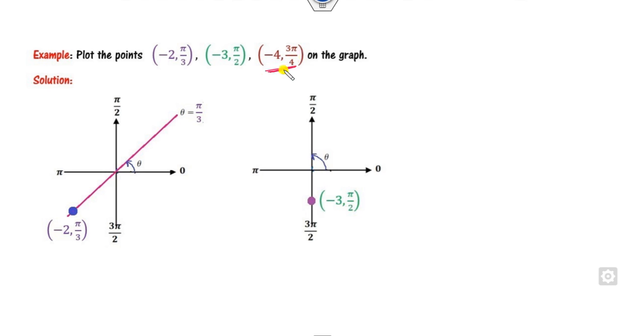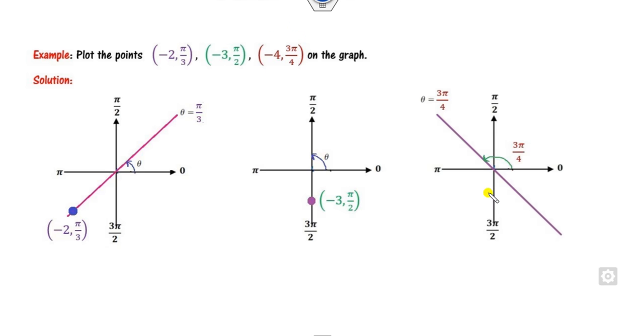On this side, 3 pi by 4. What is 3 pi by 4? It is 135 degrees. So this is my 135. R is negative, so on this side, this is my angle. On this side r is positive, and this side is negative. So this is minus 4 comma 3 pi by 4, which is the right answer. So this is the way you can represent points in polar coordinates.